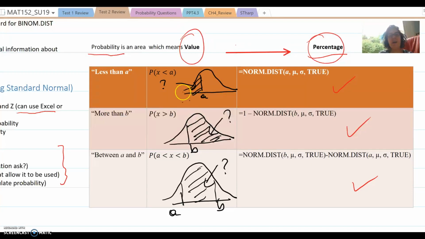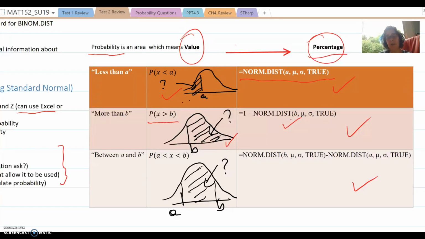So we might be finding a probability of less than a value, which is the case here, and this will be the formula that we're going to use in the Excel command. If you're finding a probability of greater than a value, this will be the area, and this will be the Excel command that we're going to use.